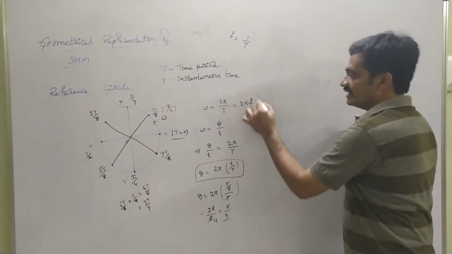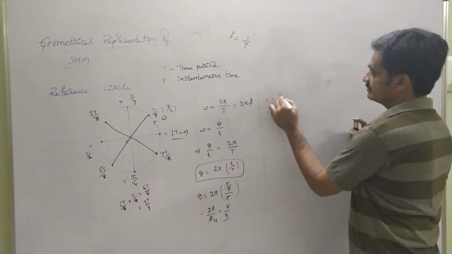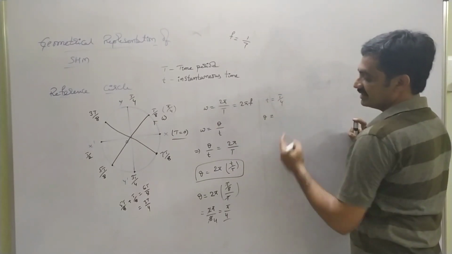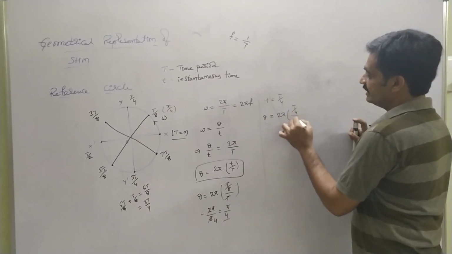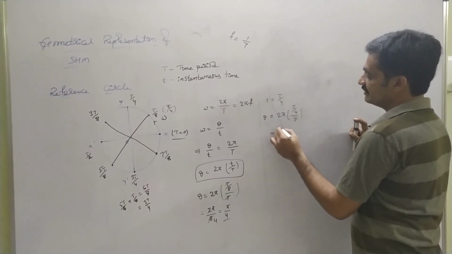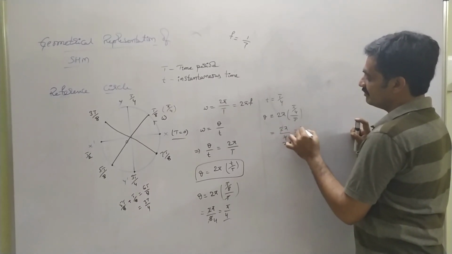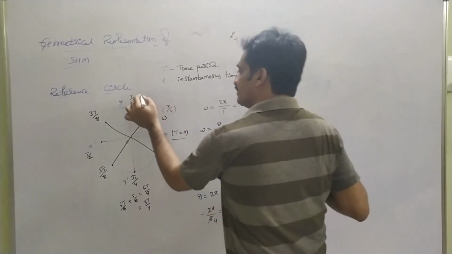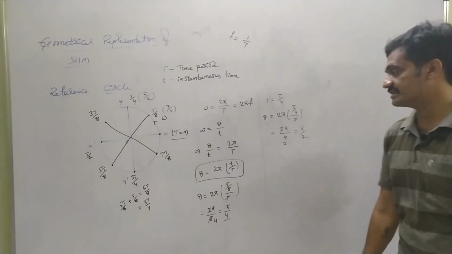In the same way, at small t equals T by 4, the angle can be given as 2 pi into (T by 4) by T. So here T and T get cancelled, and we have 2 pi by 4. As we cancel here, we get pi by 2. At a T by 4 time period, we have an angle of pi by 2, 90 degrees.